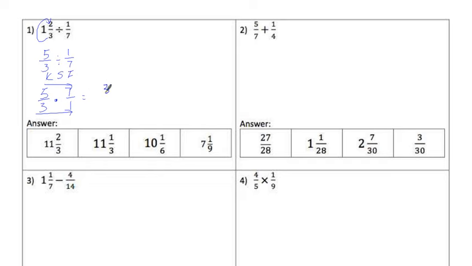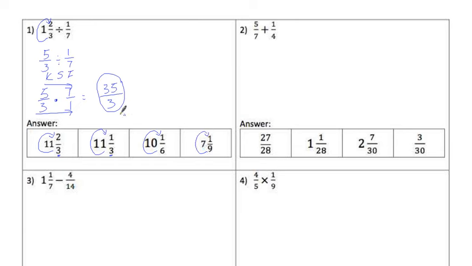5 times 7 is 35. 3 times 1 is 3. That cannot simplify. So I need to look at my answer choices. Now, do you see how the denominators are 3? More than likely, this one or this one's going to be the answer. But I'm going to convert them all into mixed numbers.